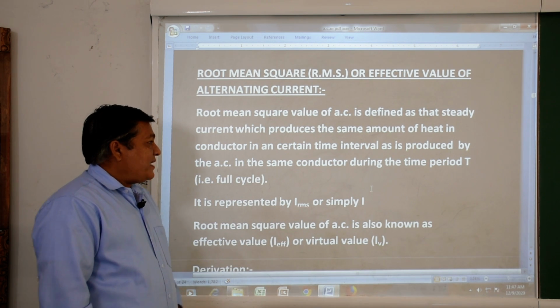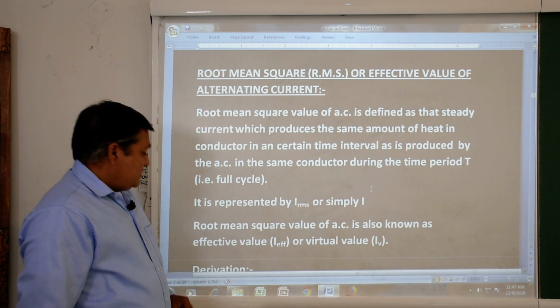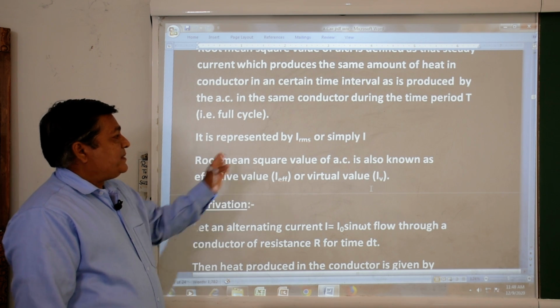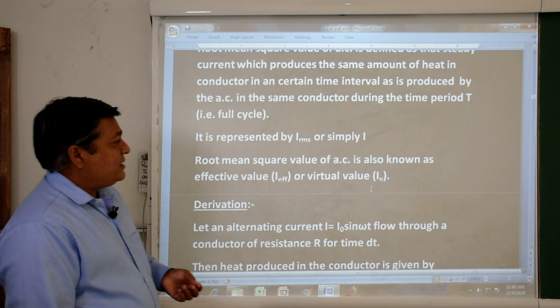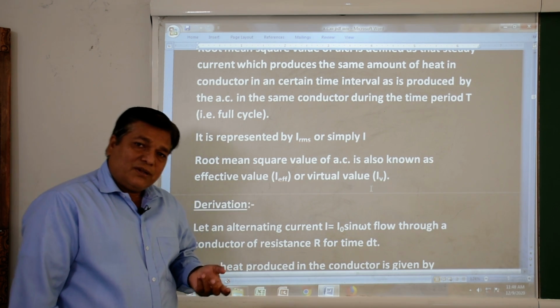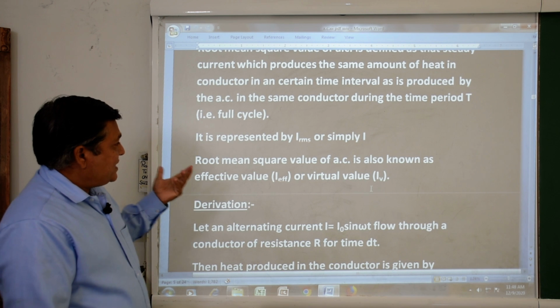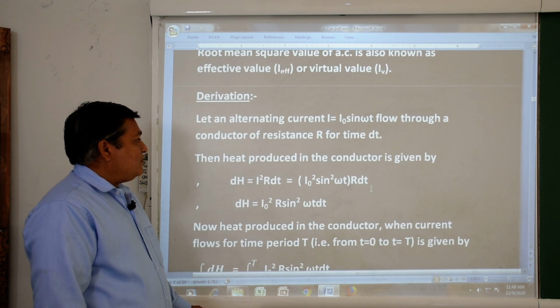In this way we can define it by comparing it with steady current or direct current. This type of current can be represented by I RMS, or I effective, or I virtual, or just I. So, this type of current is said to be the effective current. Let us go through the derivation. How do we derive it?